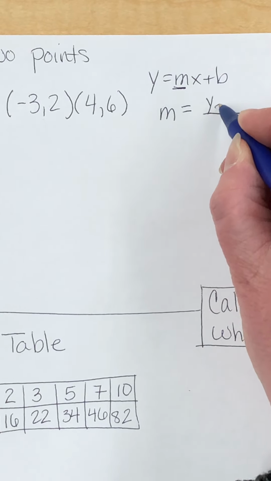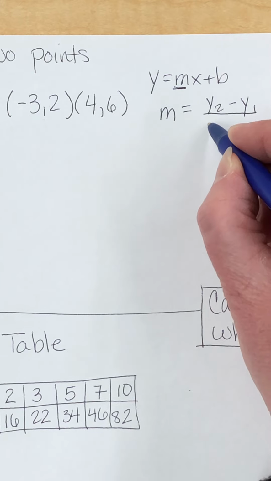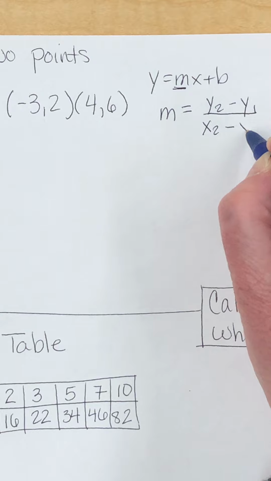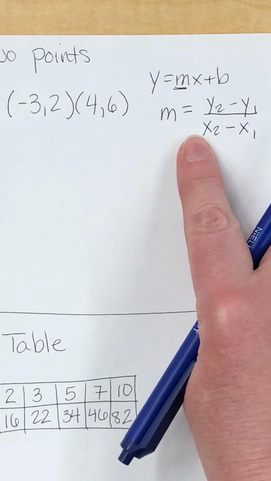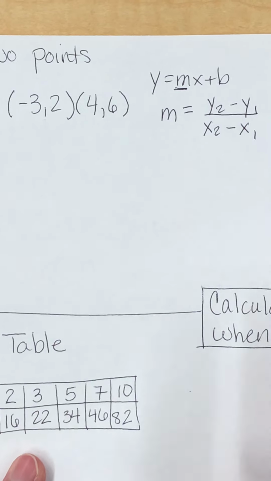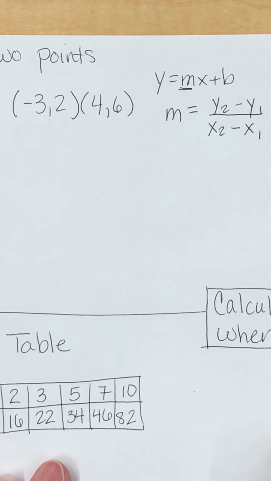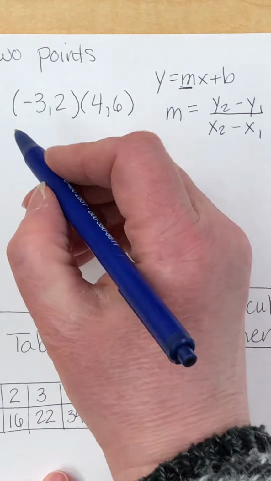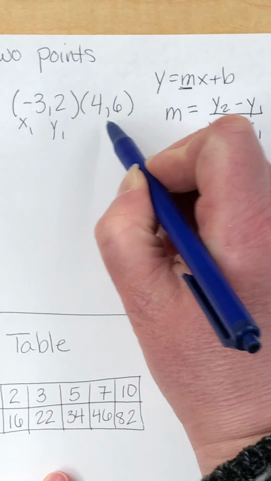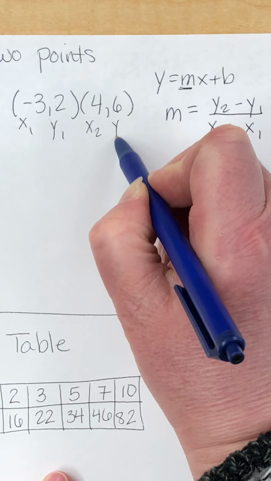The difference of the y coordinates of the 2 points divided by the difference of their x coordinates. And it really does not matter which one you label x1 and y1 and which one you label x2 and y2. So I'm going to show you 2 different ways to do this, one with a formula and one with stacking the points. So let's just say this is x1 and y1 and this is x2 and y2.